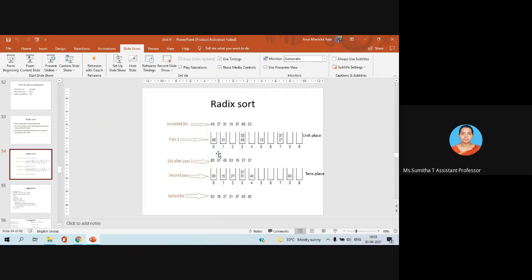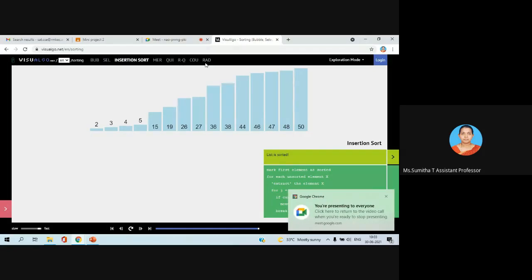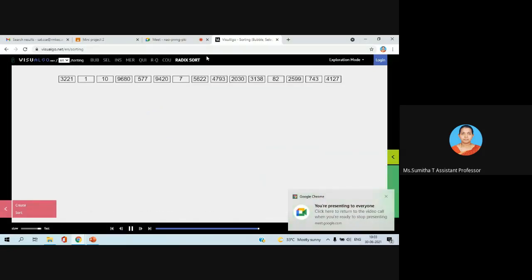If you have 3 digits, then you have to go with one more pass. In that pass, we have to concentrate on the 100th place. Okay, we'll go with one example, the same visualization. Radix sort is there. Here a list of elements is given. The elements may have 4 digits, or 1 digit, 2 digits, anything. In our example, we just have 2-digit elements. All have 2 digits.